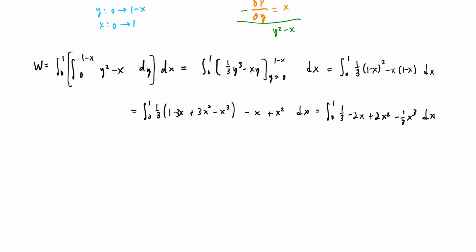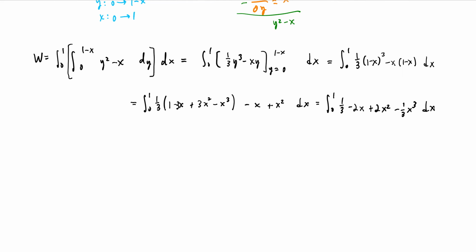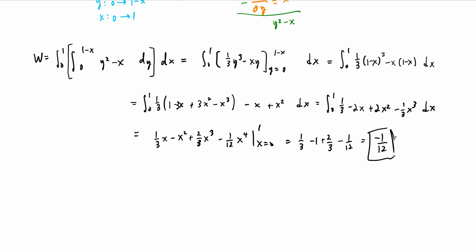And then we go to the next term. So now we integrate, right? So this is going to be 1/3 x minus 1x squared after integrating, plus 2/3 x cubed, okay, and then minus 1/12 x to the 4th, and we just plug in our boundaries, 0 and 1, so that means we just have to add up these fractions. So we have 1/3 minus 1 plus 2/3, that's 0, minus 1/12, and so this answer is minus 1/12. The work done by the vector field on the particle is minus 1/12.